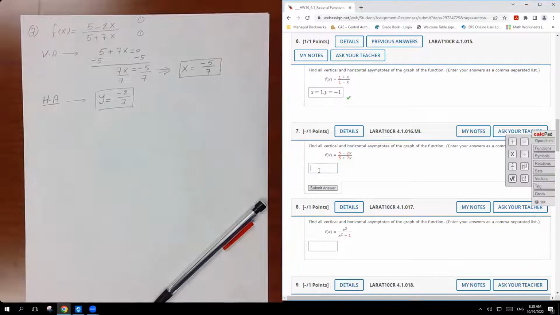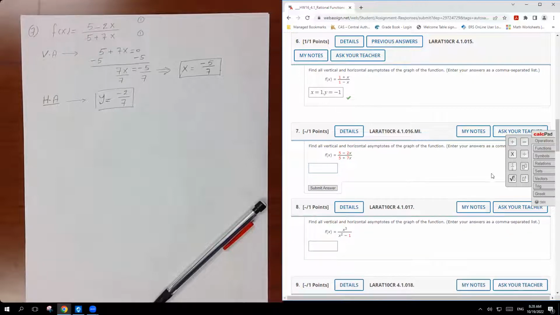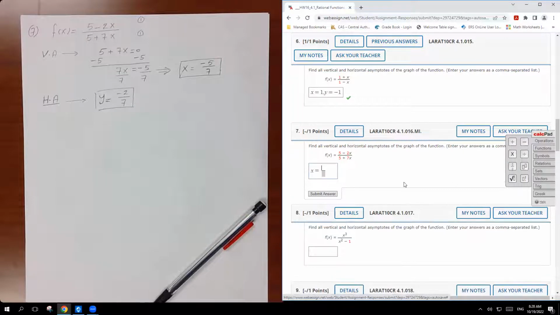So we're going to type here x equals the fraction -5/7, and comma, y equals another fraction, which is -2/7.